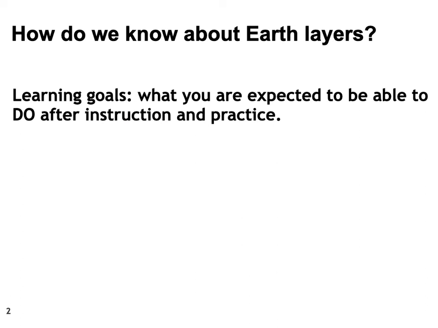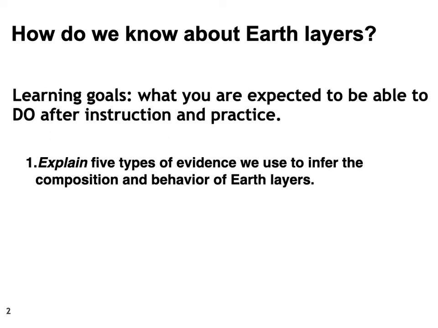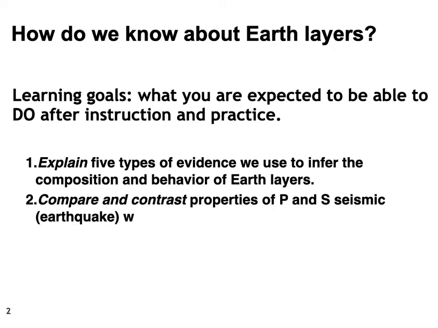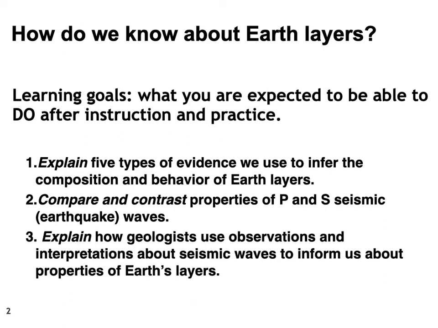So what are you supposed to be able to do with this after instruction and practice? First, be able to explain 5 types of evidence we use to infer the composition and behavior of earth layers. Second, compare and contrast the properties of P and S seismic or earthquake waves. And 3, explain how geologists use observations and interpretations about seismic waves to inform us about the properties of earth layers.